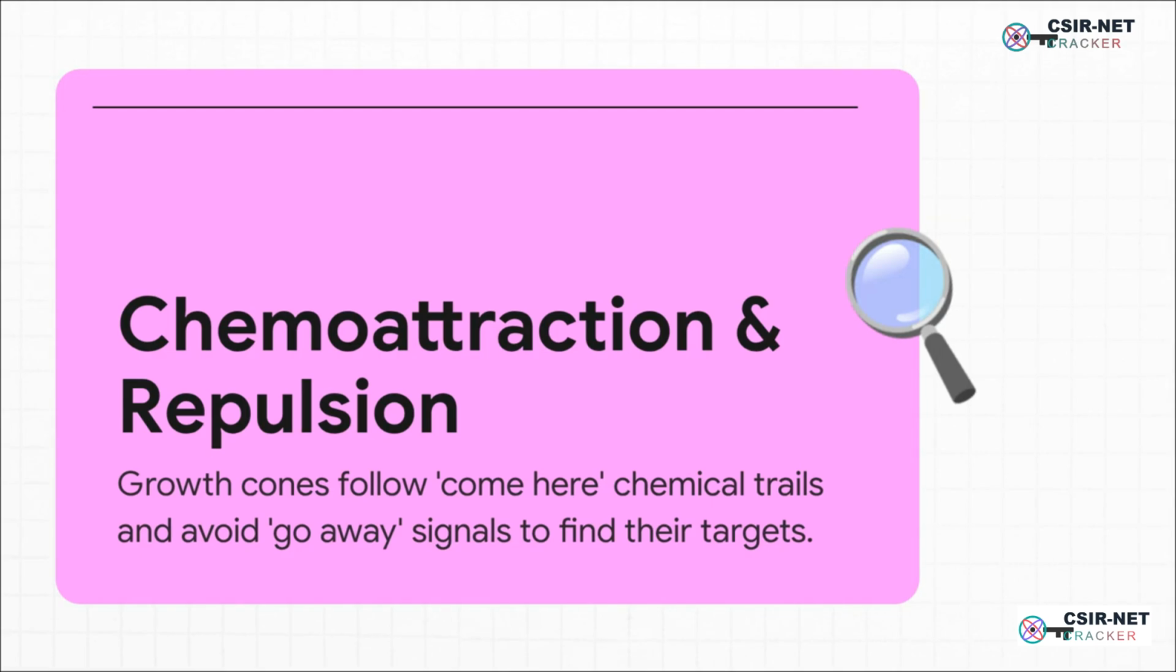So how does this little explorer know where it's going? It's not just wandering around randomly, it's actually following a map made of chemical road signs. The whole guidance system works through something called chemoattraction and repulsion, which literally means the growth cone is pulled toward come here signals and pushed away from go away signals.